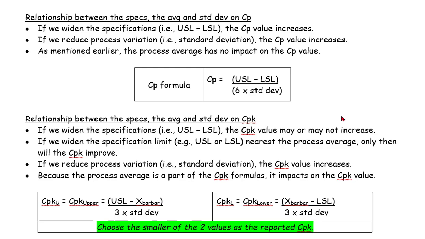So, kind of trying to draw this to a close, is the relationship between the specifications, the average, and the standard deviation on the CP. If we widen the specifications, the CP value increases because it's upper spec limit minus lower spec limit. If that gets wider and that's on the top of the fraction, you're going to have a higher CP value. If we reduce process variation, our standard deviation goes down, the CP value also increases because on the bottom of the CP formula, that number is going to get smaller, which makes the overall thing bigger. As mentioned earlier, the process average has no impact on the CP value.